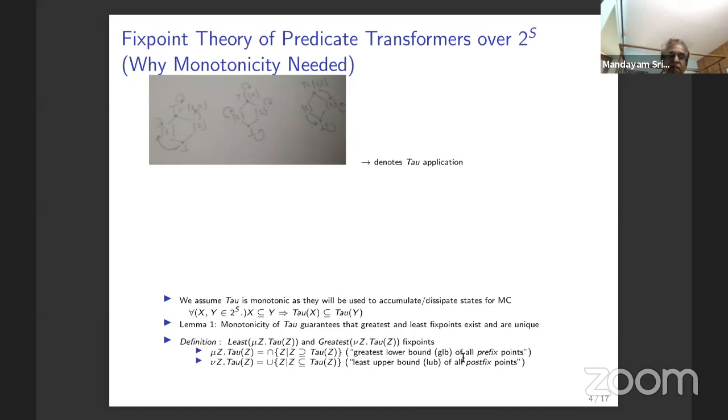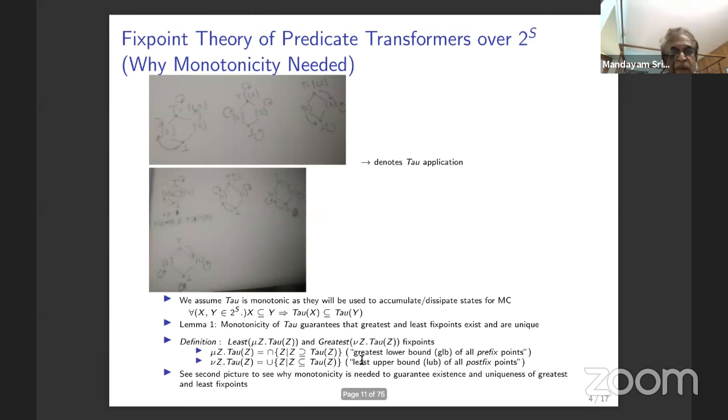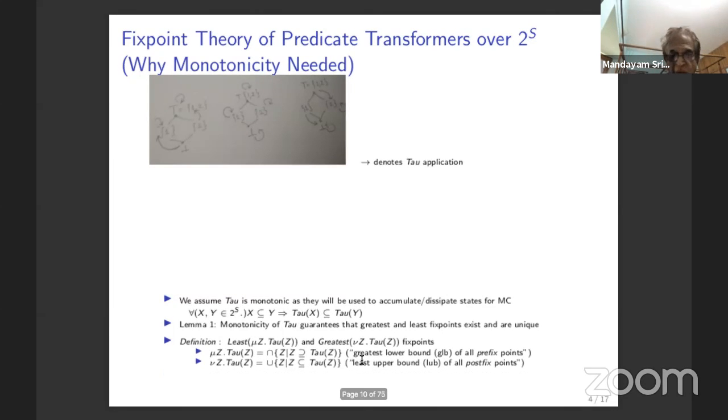And how are these least and greatest fixed points defined? It's as follows. So you can see this is how they are defined.